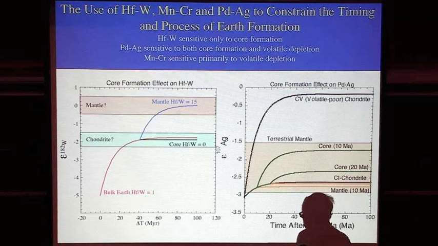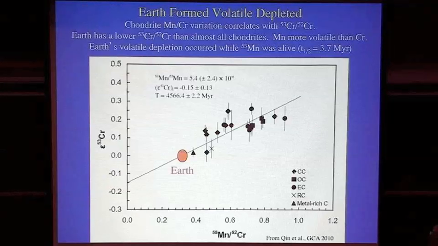So the easy way to make the palladium-silver age of core formation longer is just to assume that the Earth formed more volatile rich. But if it formed volatile rich, from CI chondrites, in the manganese-chromium system here, because this is only sensitive to volatility, it would lie out here, which it doesn't.